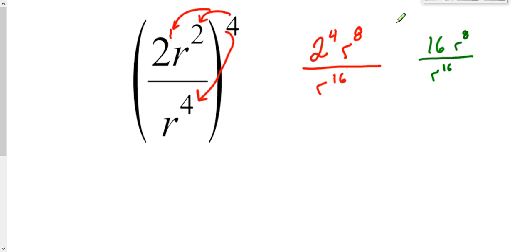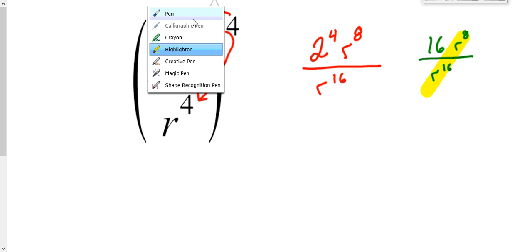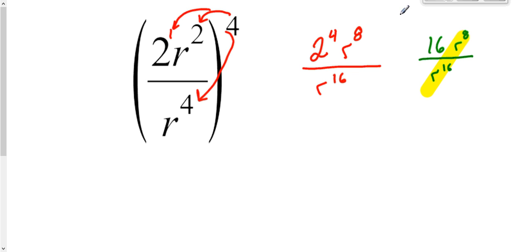We do have the same letter on top and bottom. Both of these are r. So this is going to require us to use our quotient rule. When you have two like bases being divided, the powers subtract, top minus the bottom. So I have 16. We're going to take the 8 and subtract the 16 from the bottom. That gives us r to the negative 8.